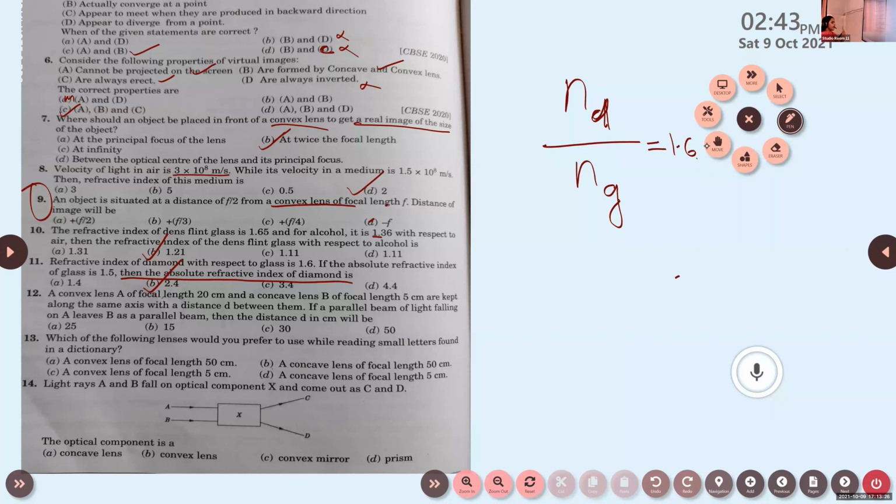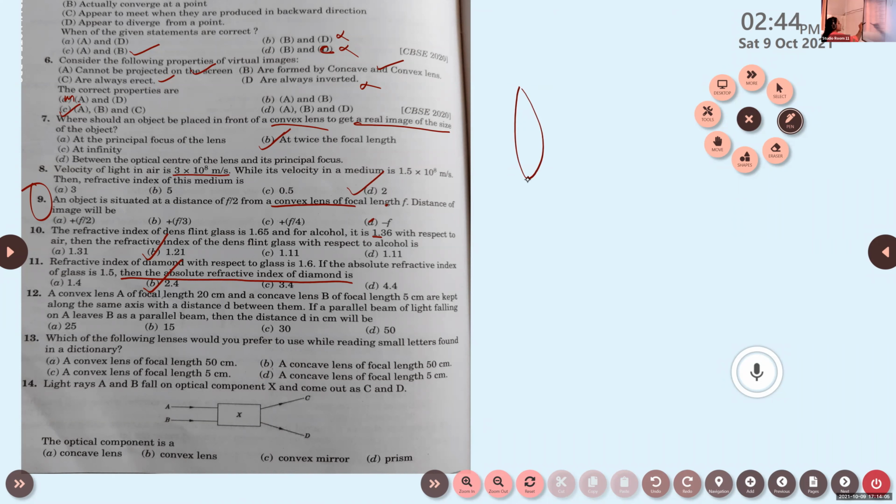A convex lens A of focal length 20 centimeter and a concave lens B of focal length 5 centimeter are kept along the same axis with a distance D between them. If a parallel beam of light falling on A leaves B as a parallel beam, then the distance D in centimeter will be. So here we have two lenses, convex lens and concave lens.